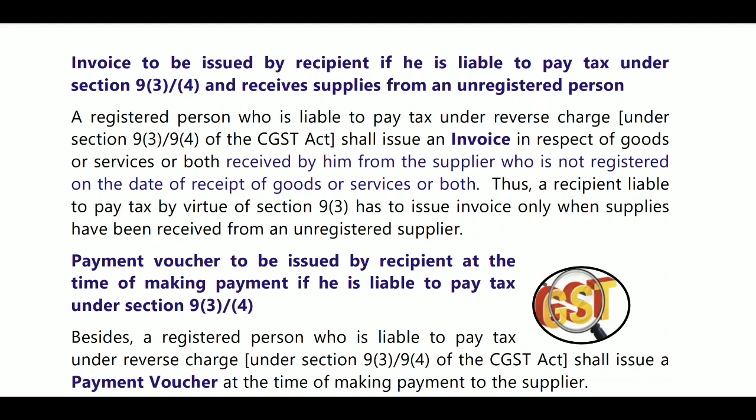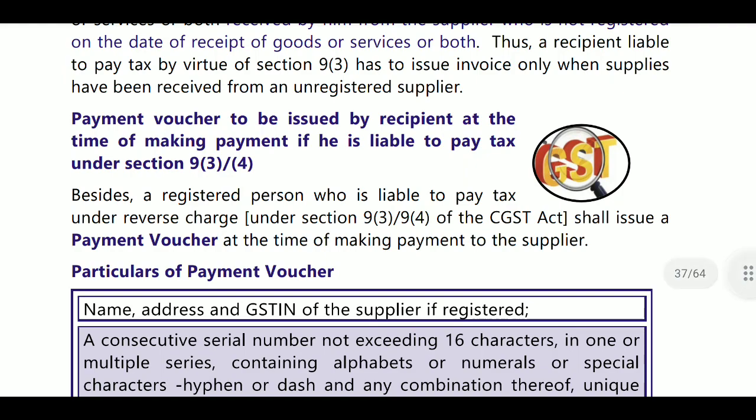In case of a payment voucher, as per section 9.3, whether the supplier is registered or unregistered, when you are making the payment, you must issue the payment voucher. In case of an invoice, only if the supplier is an unregistered person are you required to issue the invoice. That is the case of invoice and payment voucher related information.